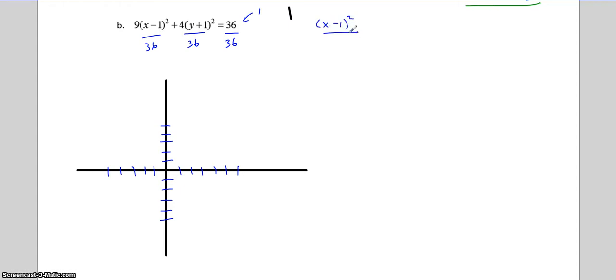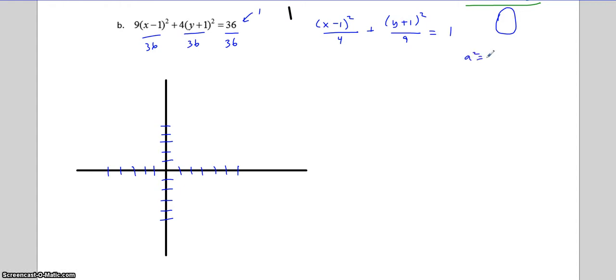We have x minus 1 squared over 4. 9 divided by 36 is 4. And then we get y plus 1 squared over 9 equals 1. So from this, to get our sketch, we need to get a and b. We can see that this is going to be a north-south oriented ellipse because the major radius is the bigger number under the y term.